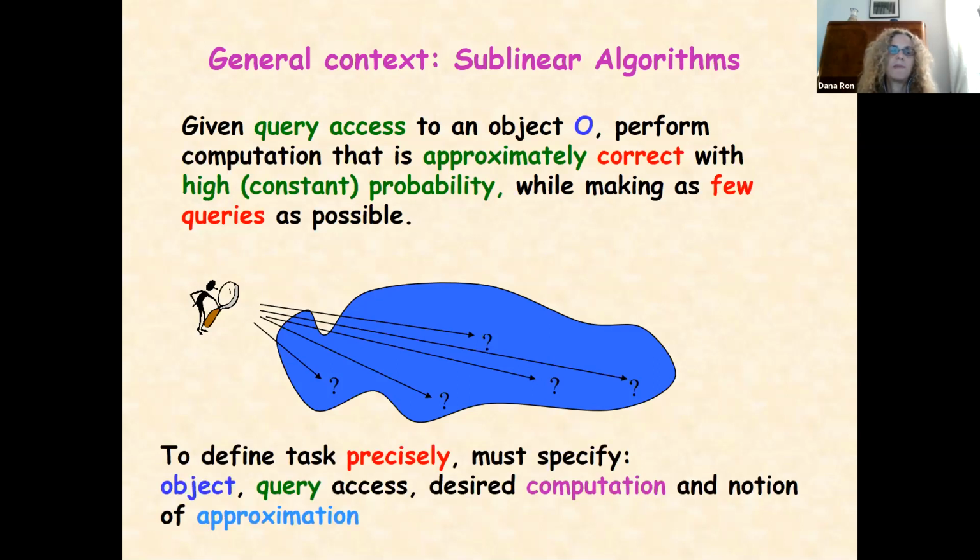To define this task precisely, we must specify quite a few things. We need to say what is the object we're interested in, what is the query access, what kind of computation we want, and what is our notion of approximation.